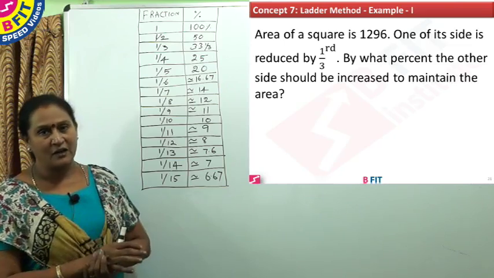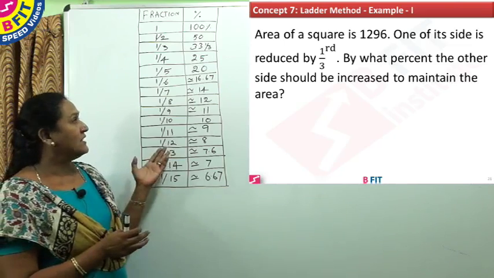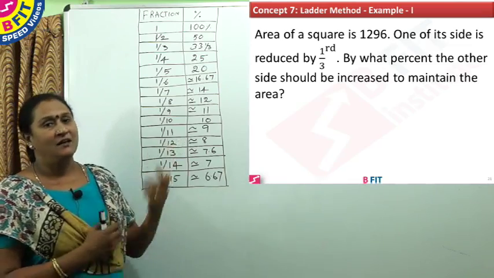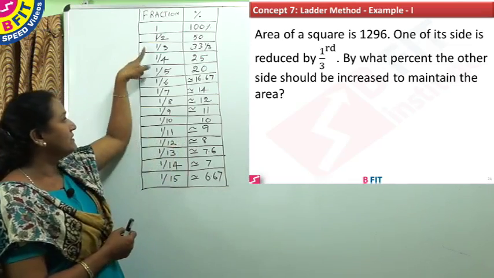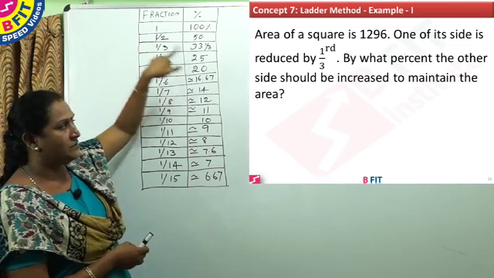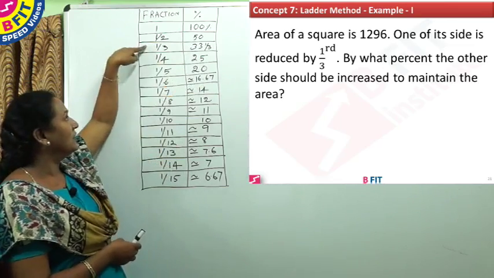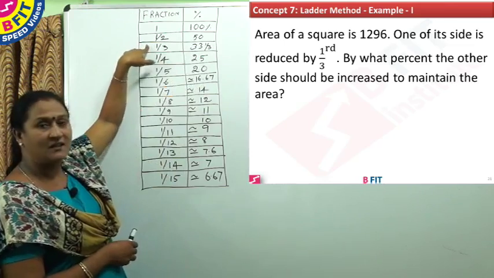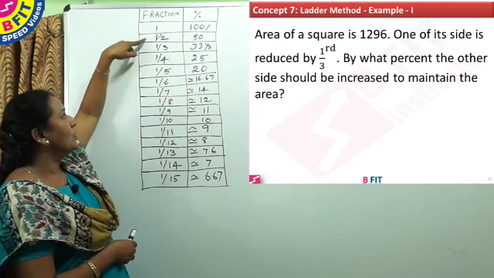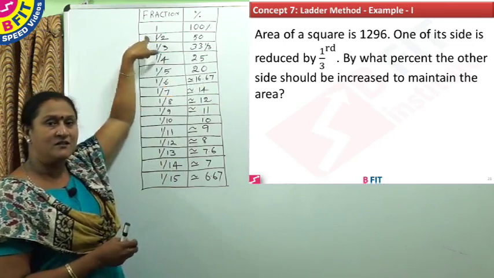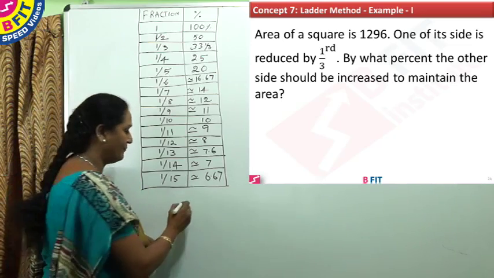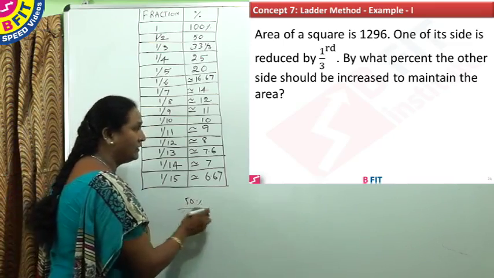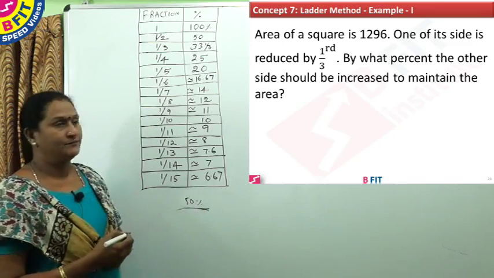So instead of working out all of that, using this ladder, within seconds you can get the answer. Where is 1/3? 1/3 is here. We are asked, it is reduced by 1/3. By what percent should the other side be increased? Go one step up. So the answer is 50%. The other side should be increased by 50% to maintain the area.